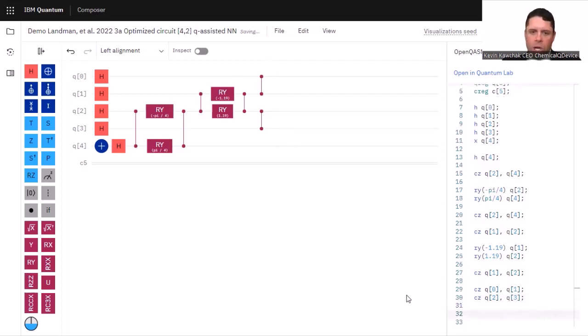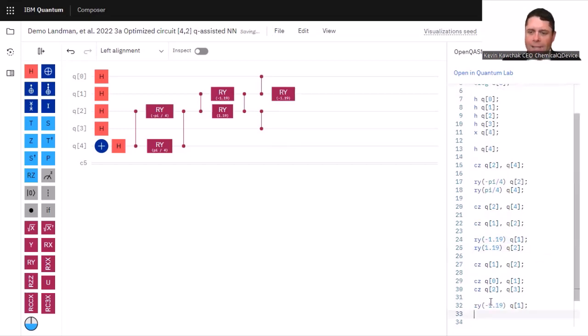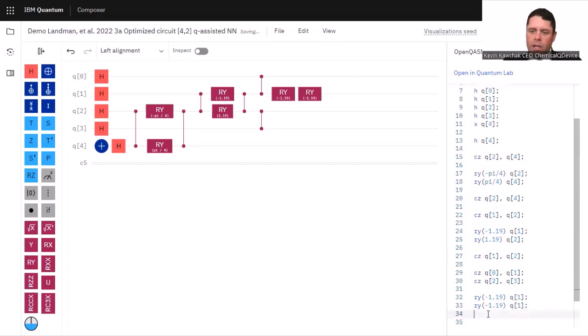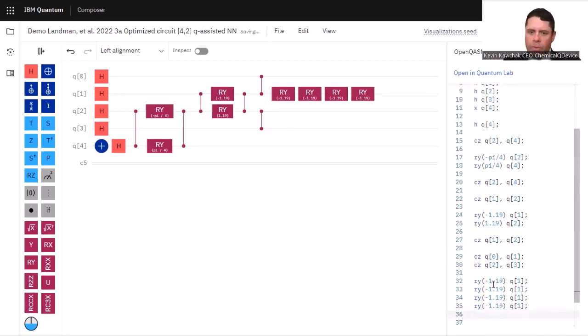After those are in, these are 4 RYs. The first one's going to be negative. I'll just take this. So my RY is negative, and this is negative 3.25, and this is going to be at Q0. And then I've got a Q1 RY, and then a Q2 and a Q3.